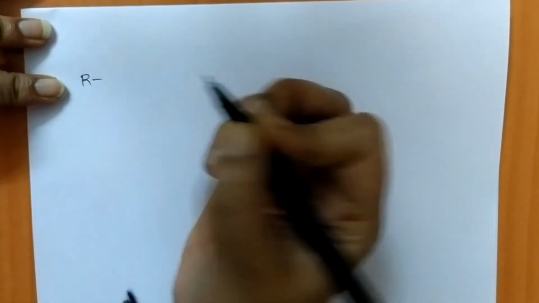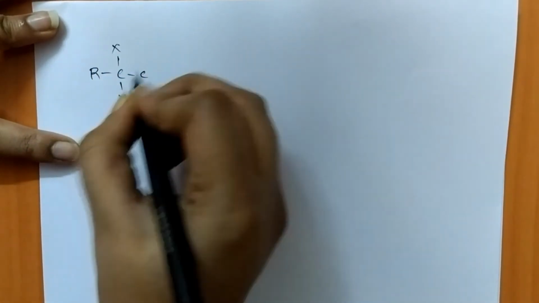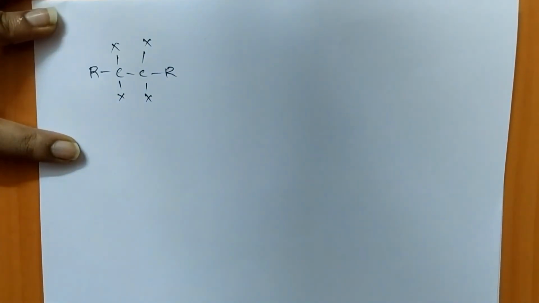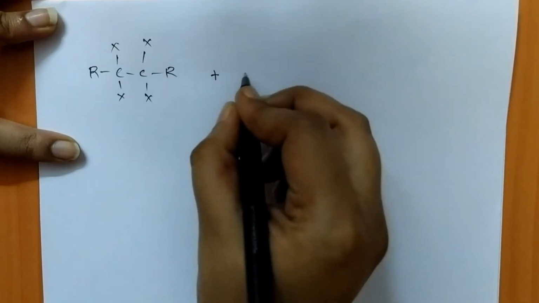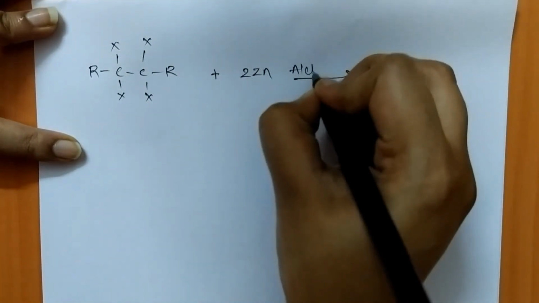Now our next reaction is the dehalogenation reaction. For this dehalogenation reaction we require a tetrahalide. A tetrahalide is a compound which contains 4 halogen atoms. So let us consider a tetrahalide, RCX2-CX2R. This particular compound has 4 halogen atoms, and it reacts with 2 atoms of zinc under alcoholic conditions.